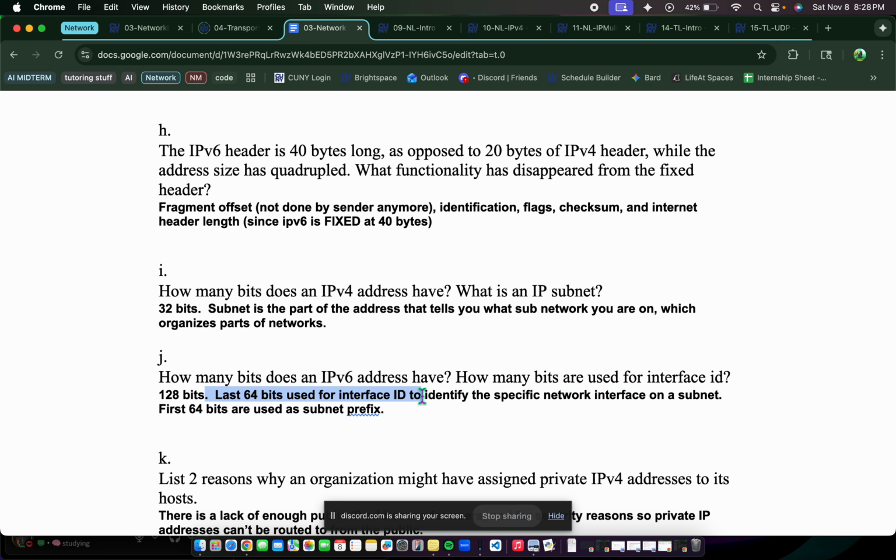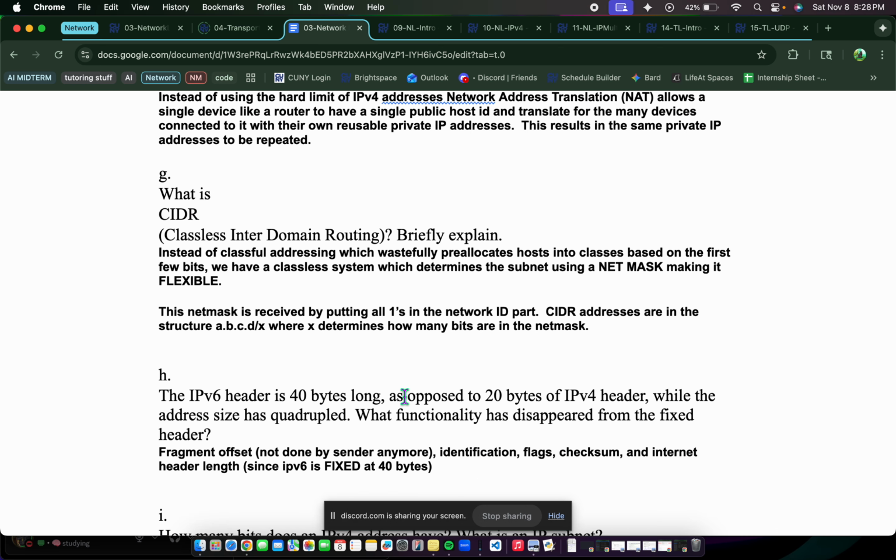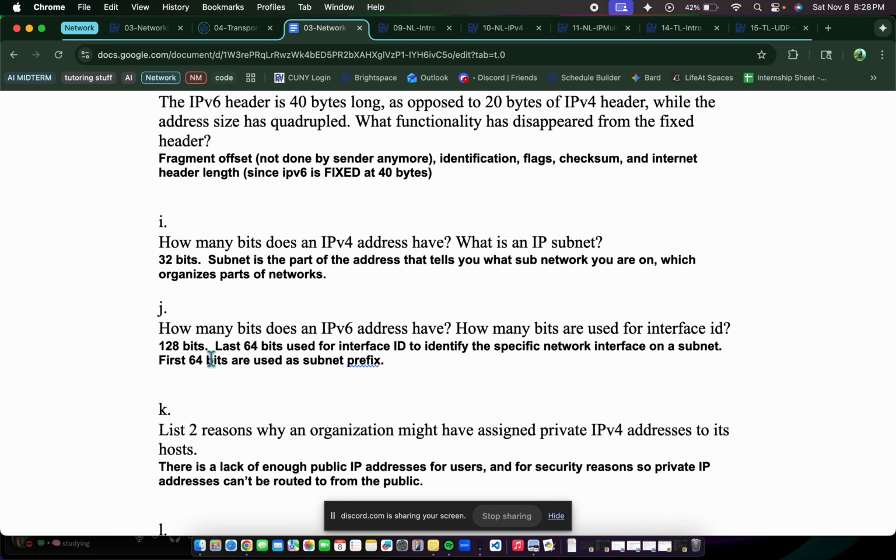And the last 64 bits are the interface ID. So this is kind of like your host ID. It identifies the specific network interface, aka the host, on a subnet. So instead of a structure like IPv4, IPv6 is more like 64 for the subnet and 64 for the host. So it makes things a little bit easier to see.